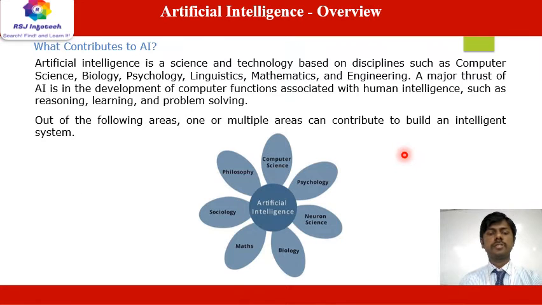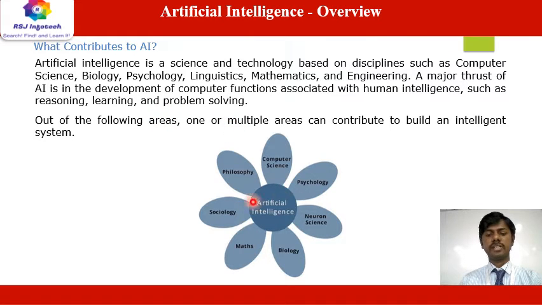What are the contributions of different disciplines? We need to know that. Artificial intelligence is science and technology based on multiple disciplines, for example computer science, biology, psychology, linguistics, mathematics and engineering. A major thrust of AI is the development of computer functions associated with human intelligence, such as reasoning, learning and problem solving. This is a representation of one or more areas we may include in it.